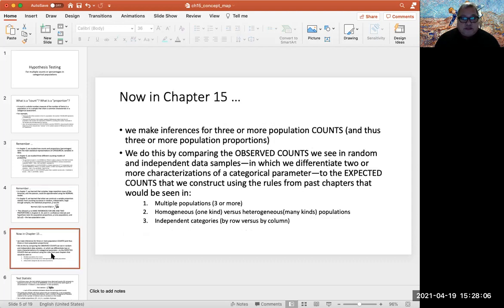Now in chapter 15, we're going to make three applications of this particular insight in the case of multiple or many counts or many proportions. We have three such applications: multiple populations, homogeneity between one kind of categorization and another kind of categorization, and independence between two categories.